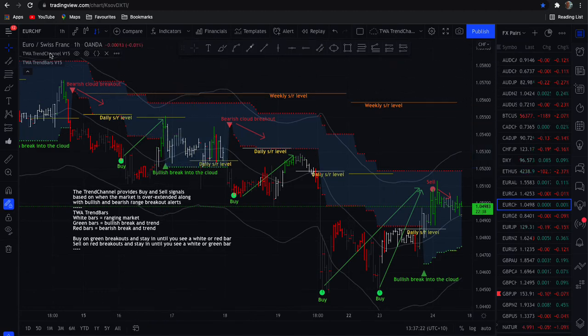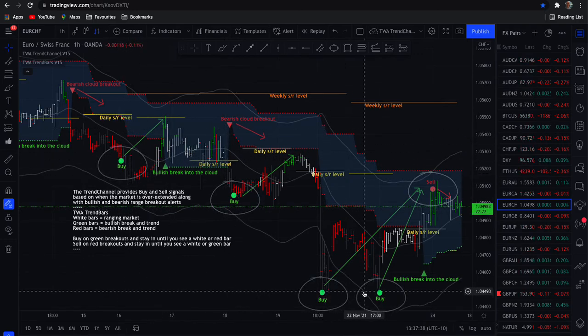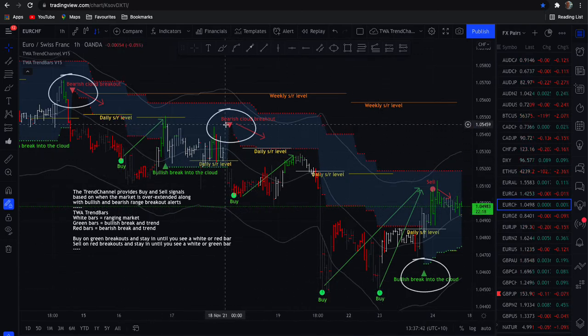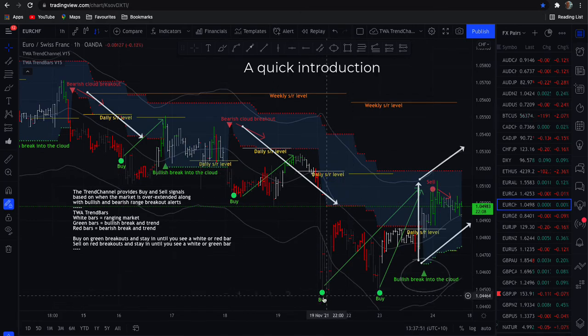The other thing we have with the trend channel are these buy and sell signals, these circles. These tell us when the market is overextended, and we generally have an opportunity then to counter-trend trade, as you can see here. The triangles generally give us an opportunity to trade with the trend. So we have two different strategies running. Again, this is just a quick introduction.